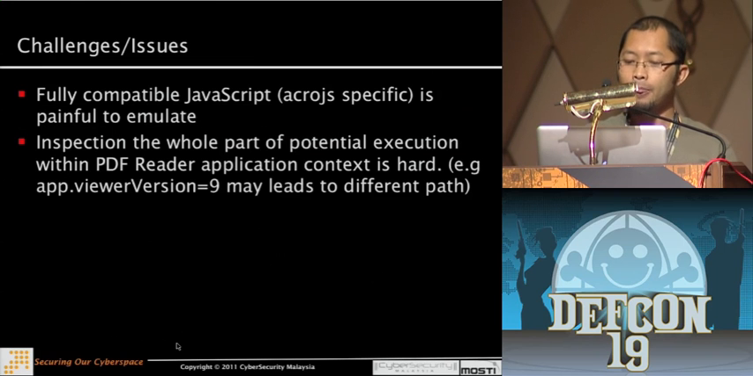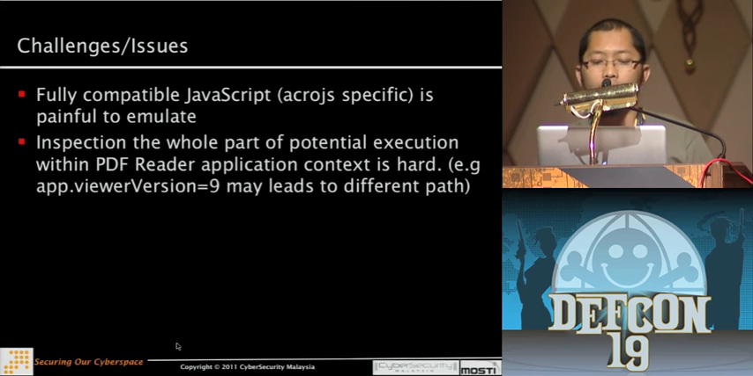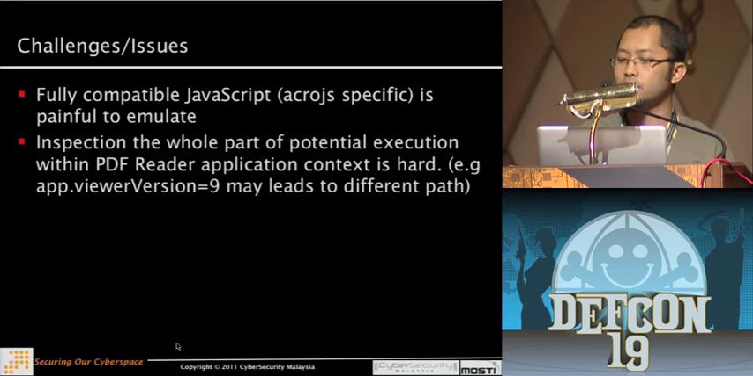And of course, trying to be fully compatible and emulate JavaScript is very painful, especially with the specific Acro.js functions. Inspecting the whole potential execution within the PDF reader application context is hard. For example, if you try to analyze outside of the PDF reader context, it would be difficult to find out the flow of it. For example, with viewer version 9 you have a different execution. So you need to mimic all this environment within your analyzer.